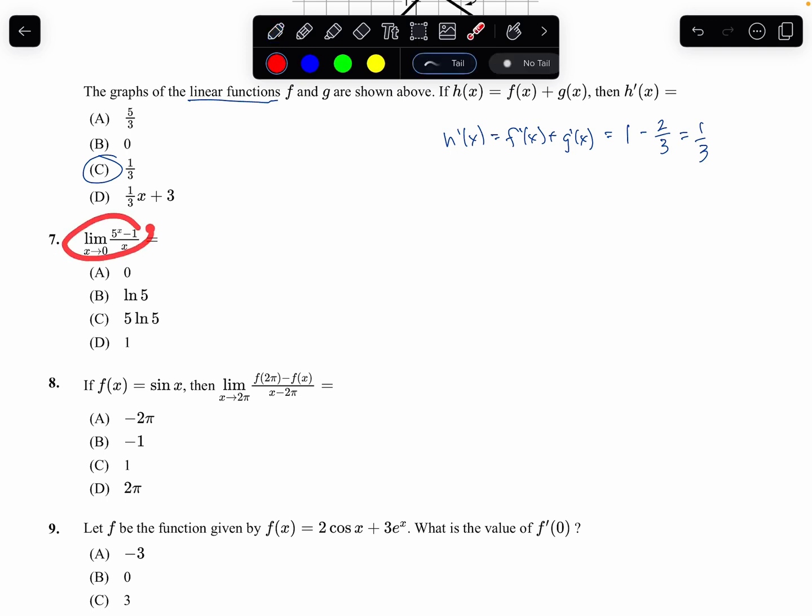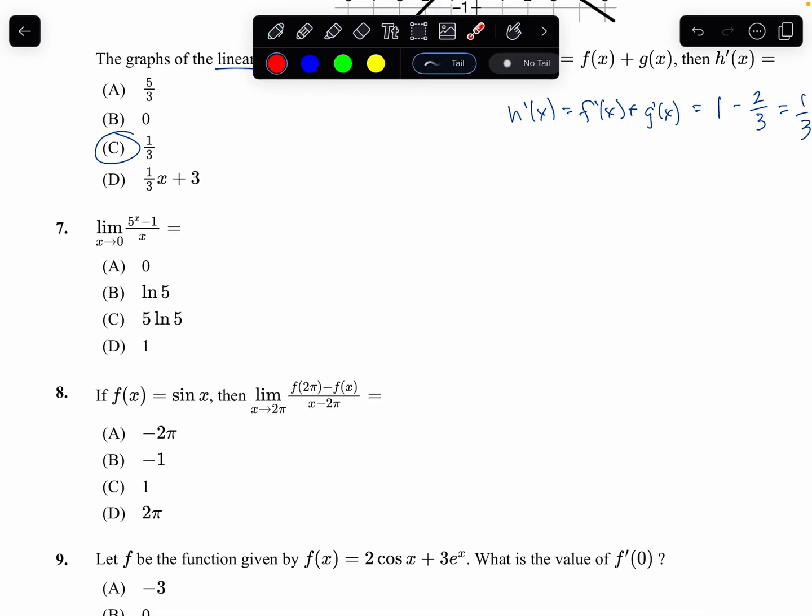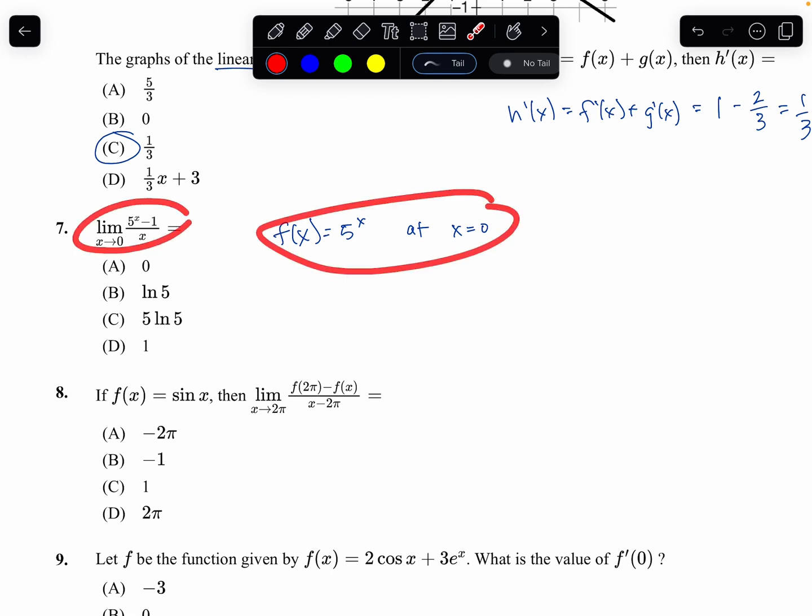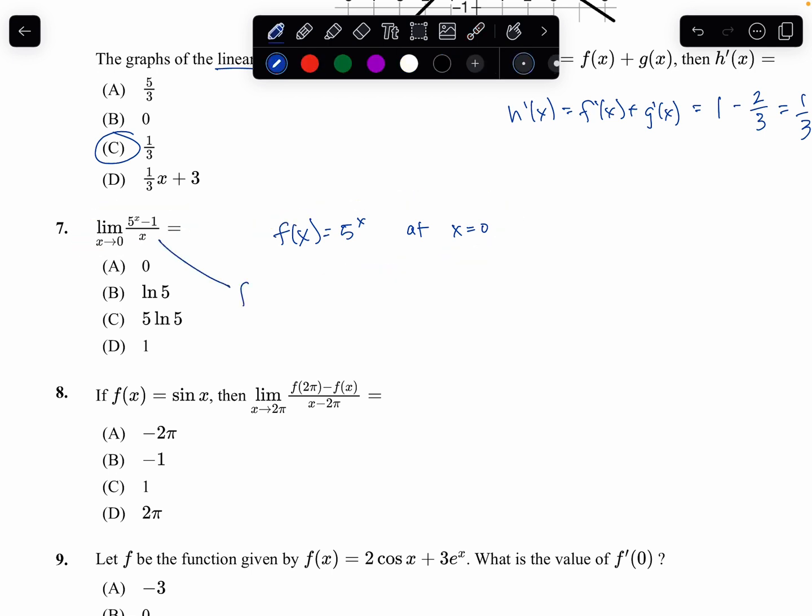For 7, looks like we're just using the definition again. So the limit as x approaches 0 of 5 to the x minus 1 over x. So f of x, in this case, looks like it's going to be 5 to the x. And at x equals 0 seems to be the case that we're taking the derivative, and that checks out because it's f of x minus f of a pretty much. So in that case right here, 5 to the 0 power is 1. So this is what we're taking the derivative of. So this means f prime of 0. That's what we're trying to find.